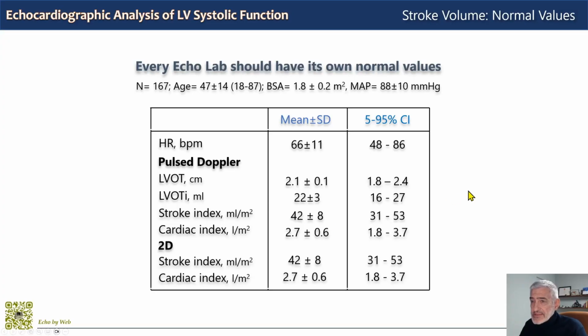And these are the normal values from my former Echo lab, the normal values and the mean standard deviation and the 95% confidence interval. And you have this for the LV outflow tract, the velocity time integral, and then you have stroke index, cardiac index, and below you also have for the same population, the same as the previous slides, the 2D stroke index and cardiac index. Now here you can see that the averages, pulse Doppler and 2D in the same population are substantially identical. But still, don't be confused. As I said before, although the averages in the population are equal, in the single patient you tend to underestimate this value in a few patients.